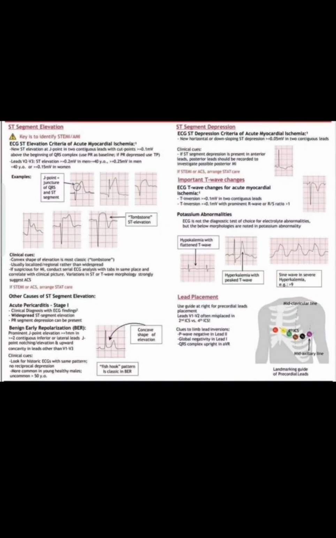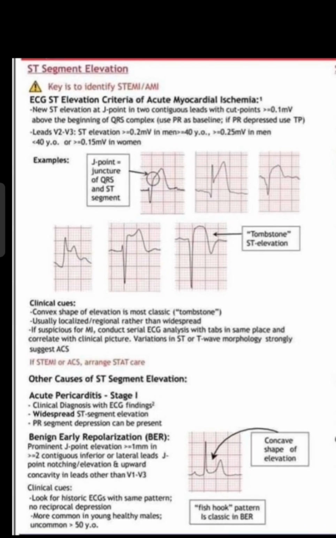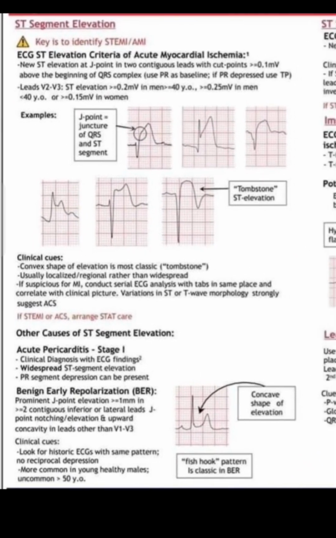Today we will learn ST segment elevation assessment. The key to identifying ST elevation MI, or acute MI, is new ST elevation at the J point in two contiguous leads with cut points more than or equal to 0.1 millivolt above the beginning of the QRS complex. Use PR as baseline. If PR is depressed, use the TP segment.